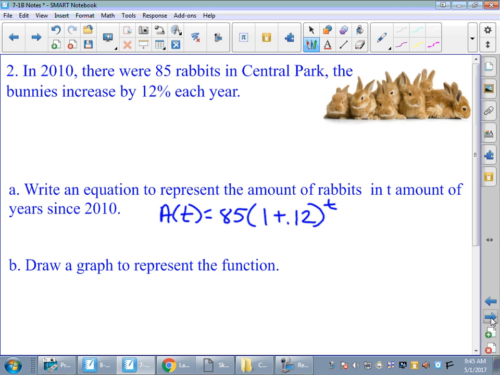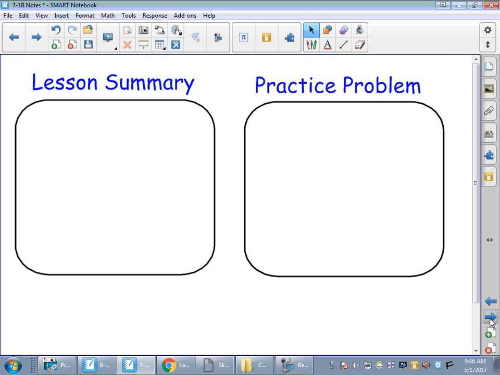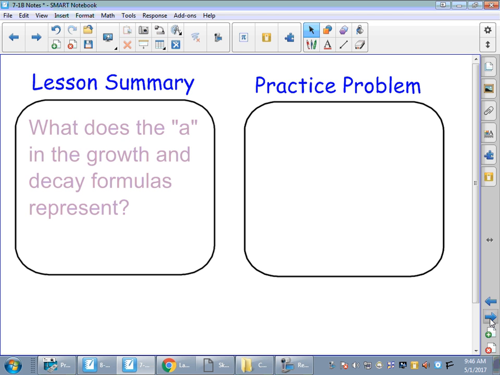Now, whenever we figure out T, years since 2010, we have to keep in mind that we're counting from 2010, not from year 0. We're not going to graph this one. We can graph this one in class on the graphing calculator. So all I'm asking is that you try to piece together the formula, and then you're going to use that formula to answer your practice problem.